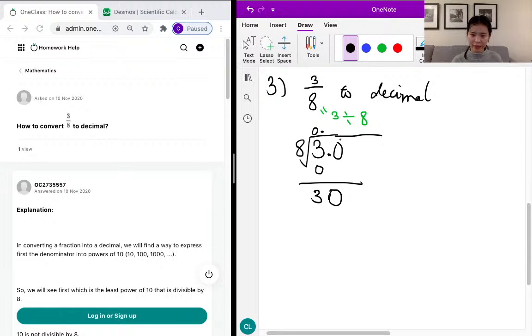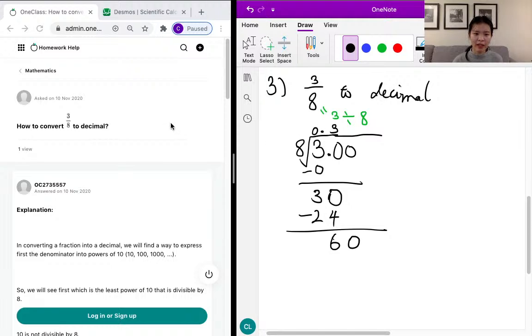So we need to find the largest whole number that multiplied by 8 is less than 30. The best we can do here is 3. 3 times 8 is 24, and the remainder, 30 minus 24, is 6. So we have 6 over here. And again, let's drop another 0 because we still have a remainder. We need to get a decimal that either ends the long division or becomes a number that repeats itself.